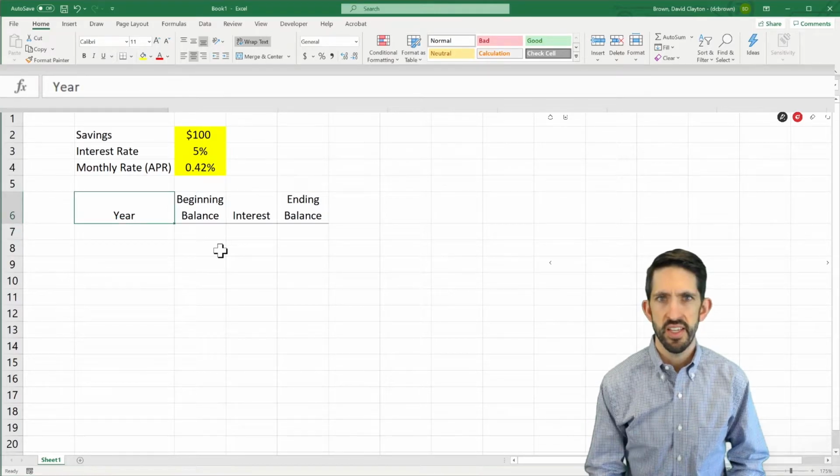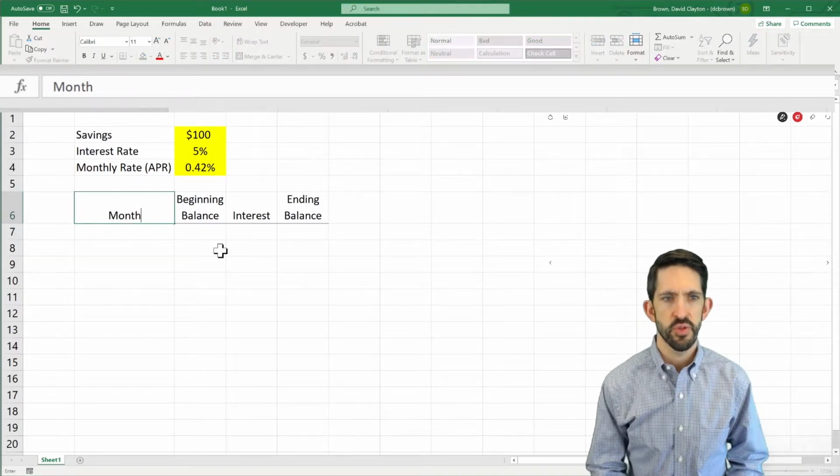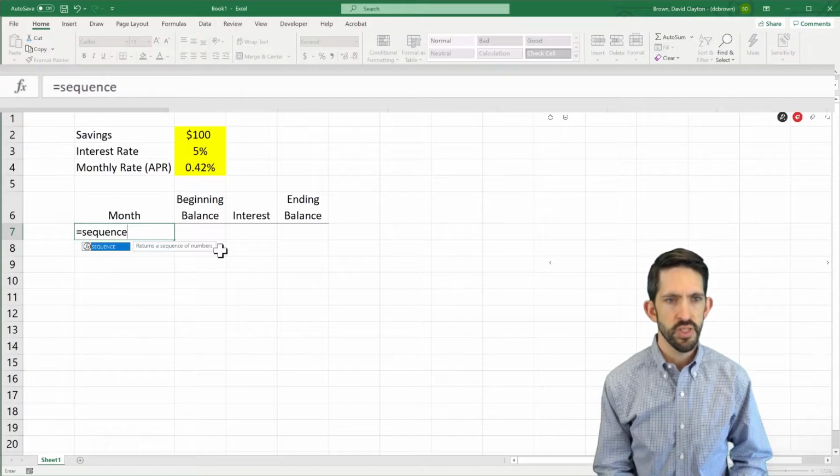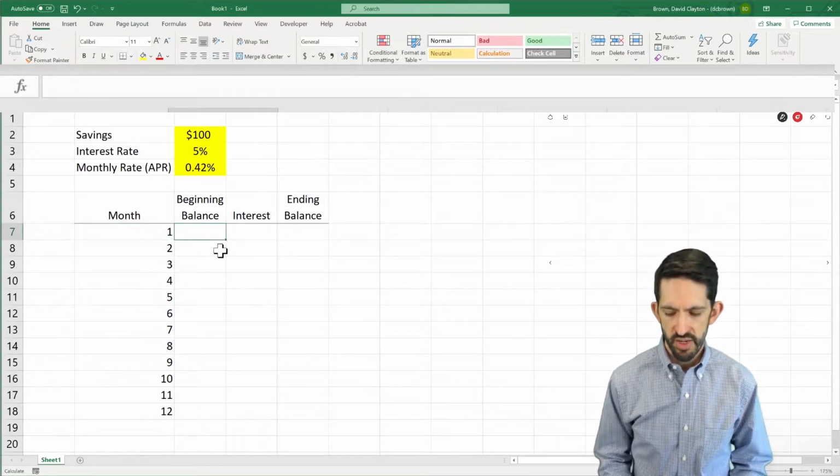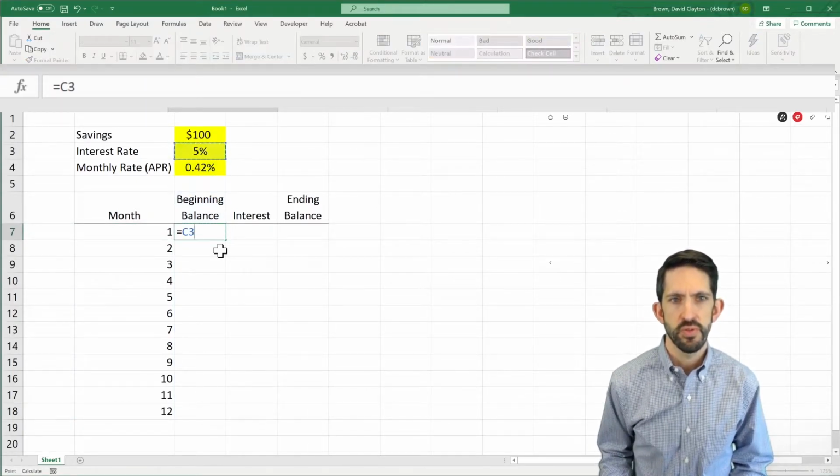Now I set this up for a year. Let's change this to a month. And now let's build our first 12 months. Sequence 12 gives us the numbers 1 through 12. For our beginning balance, we're going to start with $100.